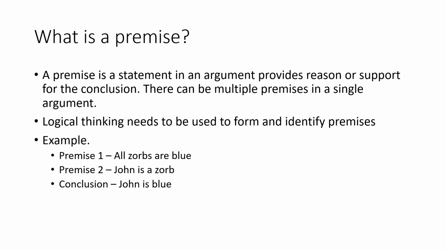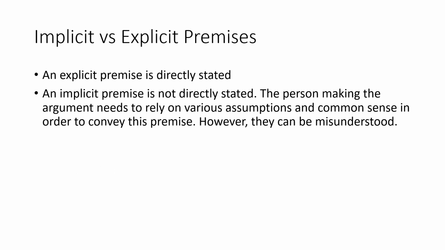Premise 1 is all Zorbs are blue. Premise 2 is John is a Zorb. The conclusion is John is blue because John is a Zorb and all Zorbs are blue, therefore John has to be blue. I'll now talk about implicit and explicit premises.